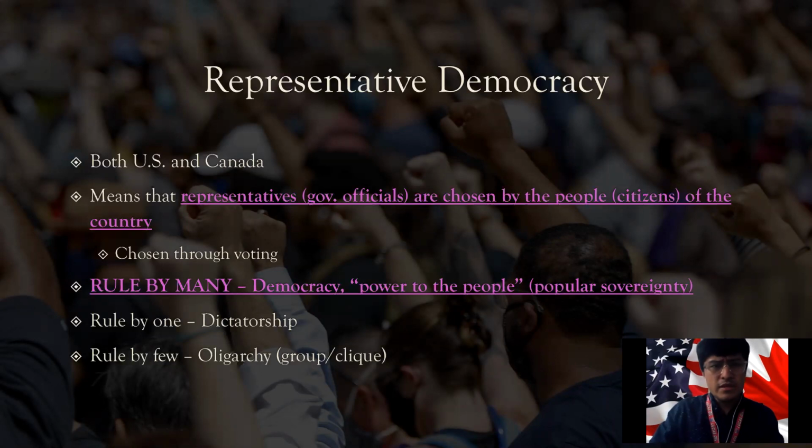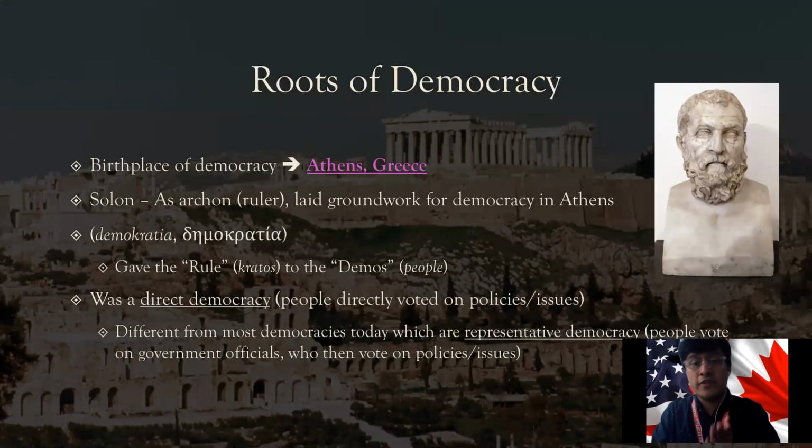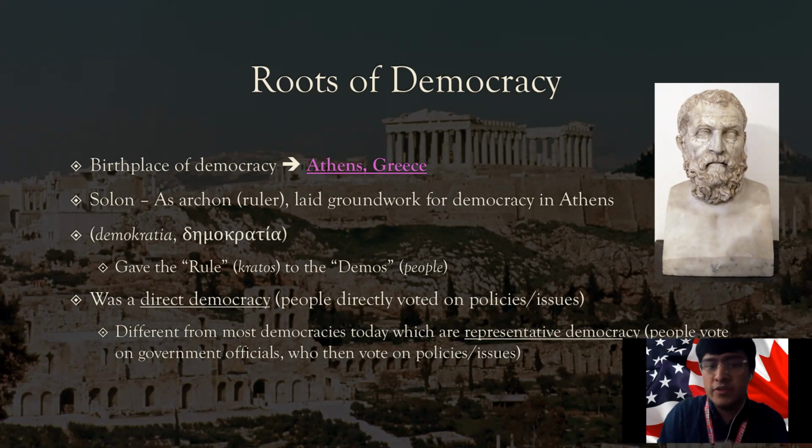Now, getting into the last part of this review for the government part, the roots of democracy. It's almost like a miniature history lesson. Where did democracy even come from? Well, it's highly debated, but most historians tend to agree that the birthplace of democracy was Athens, Greece. Athens was a city, and Greece was the country. This was way back in ancient times, BCE.